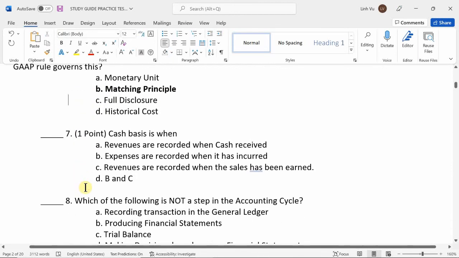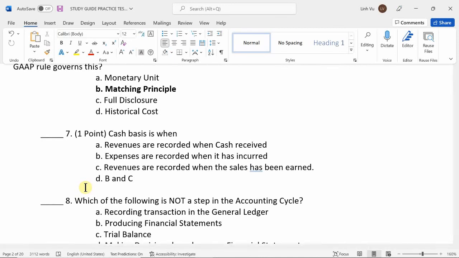Okay. Number 7, cash basis is when the revenues are received, the cash is received.